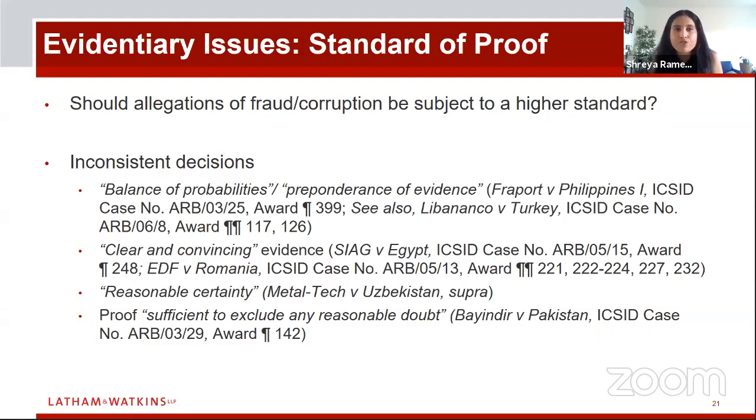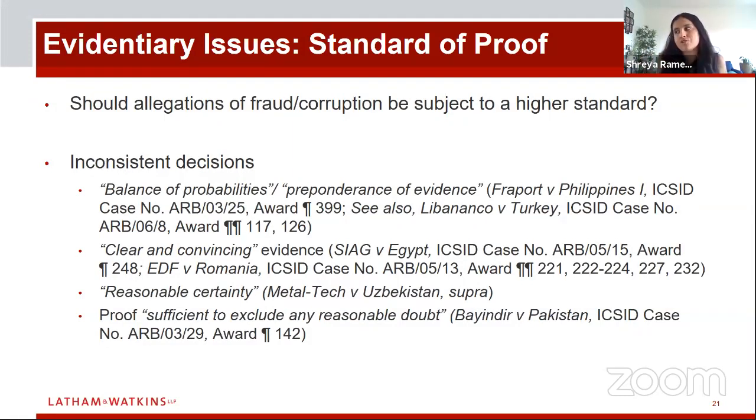Now that's naturally quite hard to do because, as we all know, corruption typically takes place behind closed doors, under the metaphorical table, and it's typically very hard to gather evidence of corruption. Usually the evidence of corruption is in the possession of the party that's been responsible for the corruption, or that's taken advantage of the corruption. And it's quite difficult to adduce evidence that meets this high standard of clear and convincing evidence. In Metal-Tech as well, which we've just reviewed, the tribunal required Uzbekistan to establish the corruption claim on a reasonable certainty standard.